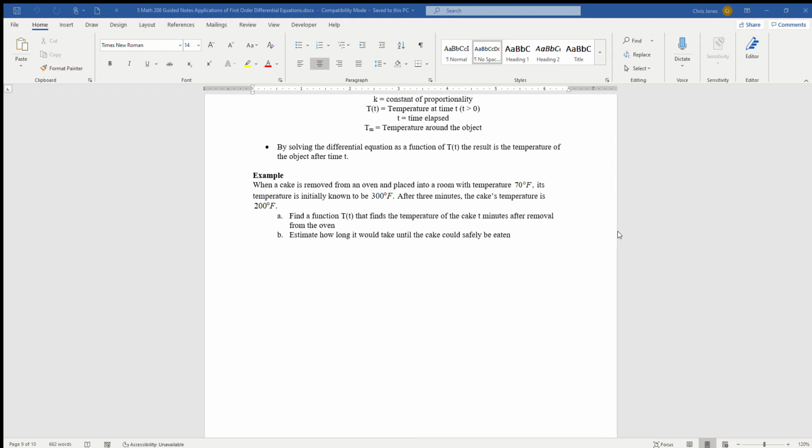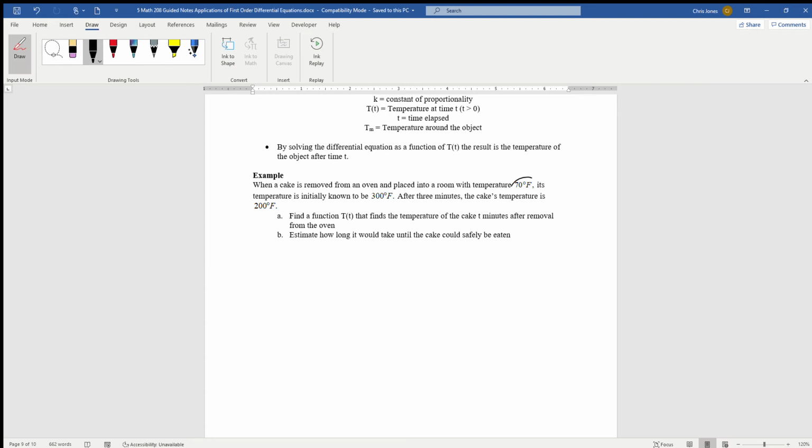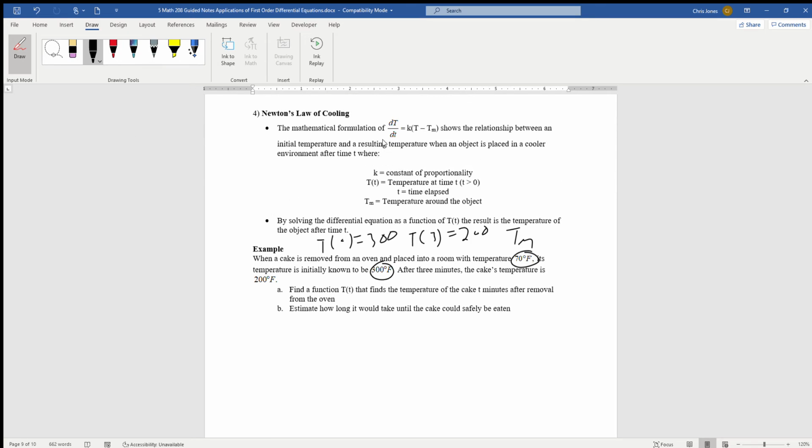So right away we know that the ambient temperature, I'm sorry, not T of t, but T sub m, is going to be 70 degrees. We know that 300 degrees is the initial temperature, so T of 0 is 300. And then after 3 minutes, when time is 3, the temperature is going to be 200. So now we'd like to find some sort of equation to model that. Okay, so we're just going to stick everything into this differential right here.